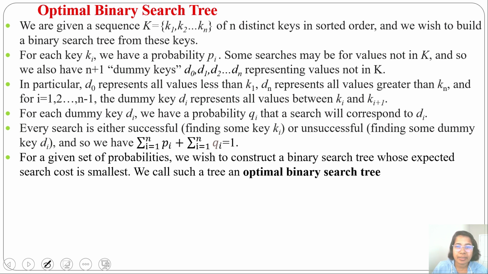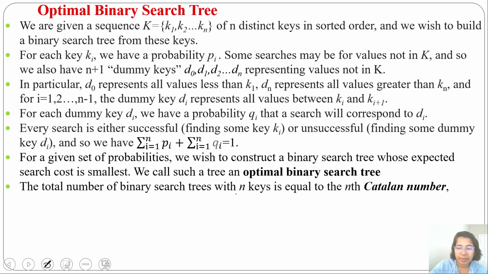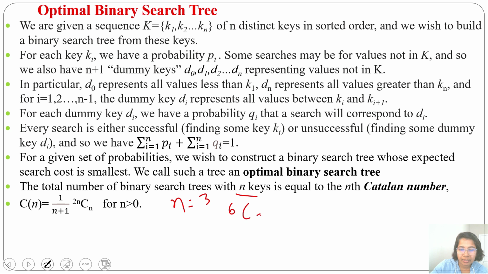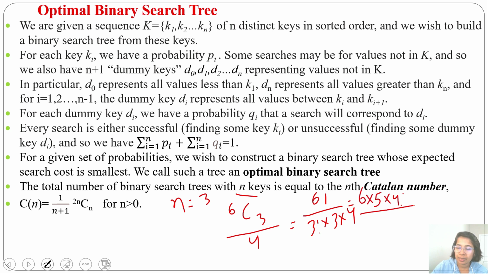And how many binary trees are possible? Suppose we have n keys, then the number of distinct binary search trees possible is the same as the Catalan number, which is 2n C n divided by n plus 1. Suppose n equals 3, then 6C3 divided by 4. So 6 factorial divided by 3 factorial multiplied by 3 factorial multiplied by 4. 6 factorial we can write as 6 multiplied by 5 multiplied by 4 factorial, divided by 3 multiplied by 4 factorial.